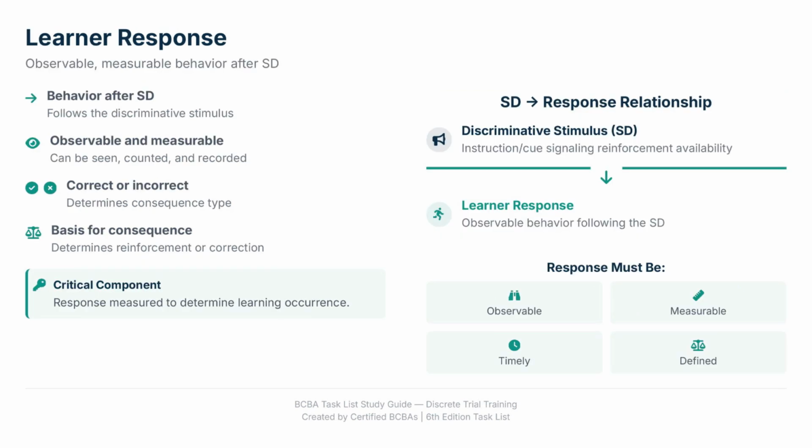The learner response is defined as the observable and measurable behavior that occurs after the SD. It must be something that can be seen, counted, and recorded. The response can be correct or incorrect, and that distinction determines what consequence follows. Importantly, the response is the basis for evaluating whether learning is occurring, so it must be clearly defined and measurable.